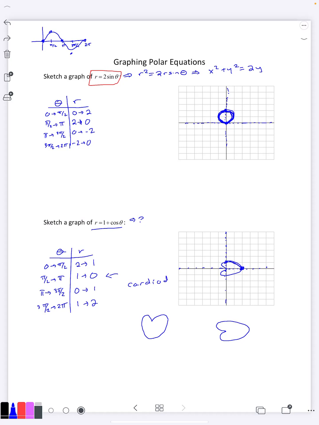So this table method of drawing these polar equations is, in my opinion, the best way to do it. And if you have any questions, let me know.